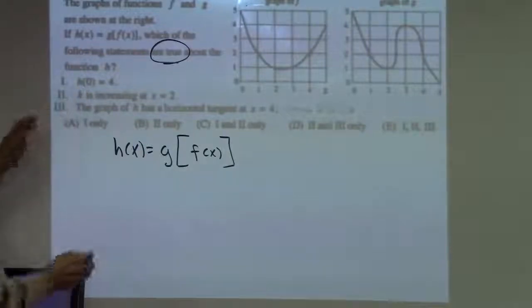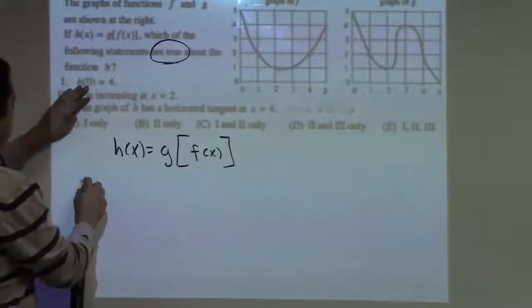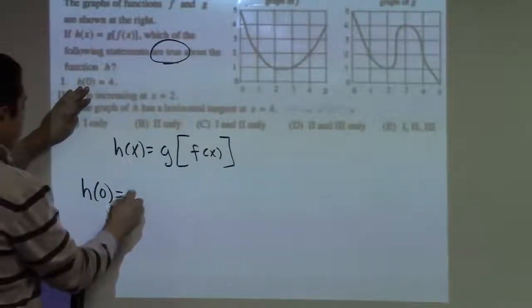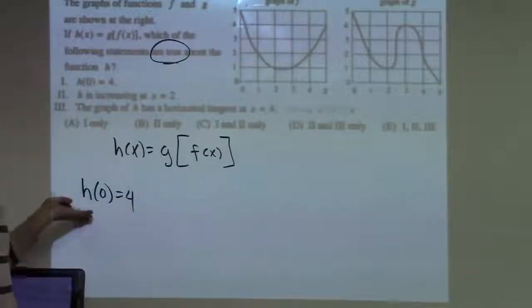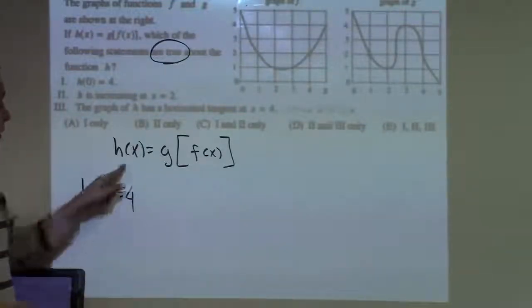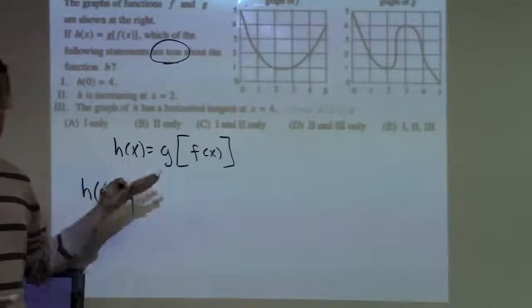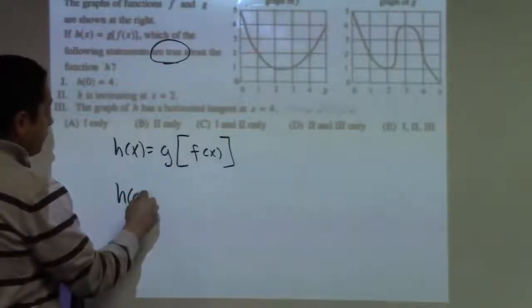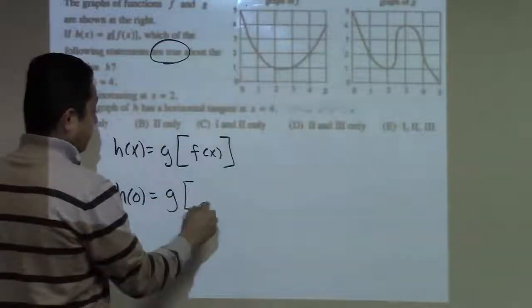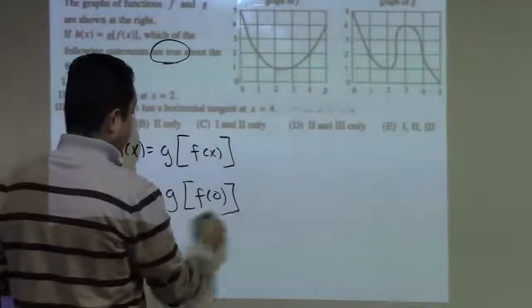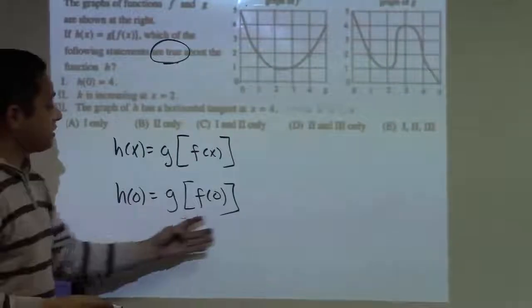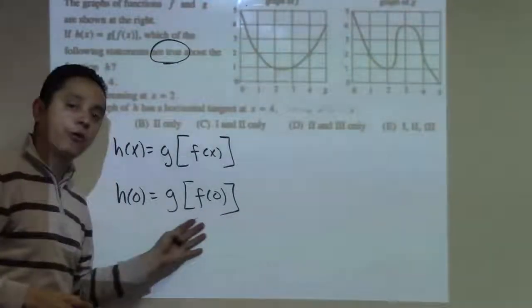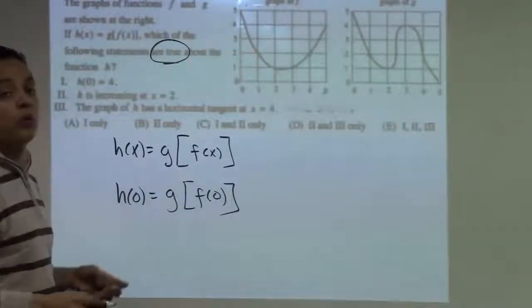On the first one, they're saying that h of 0 is 4. So I'm going to plug in the 0 here and see what I get. h of 0 equals g of f of 0. I'm going to see if this is equal to 4. If it is, then statement 1 would be true.